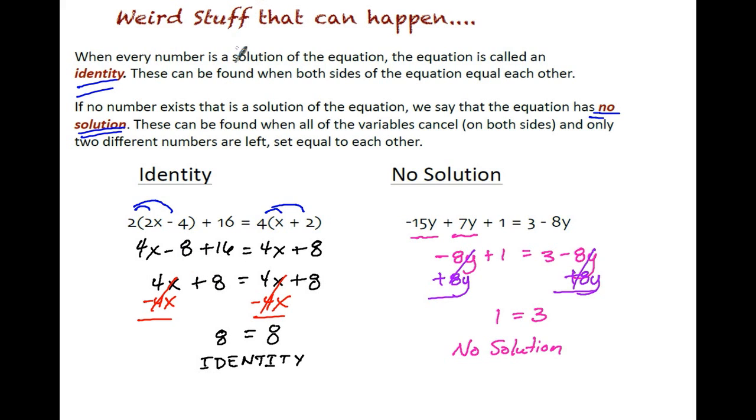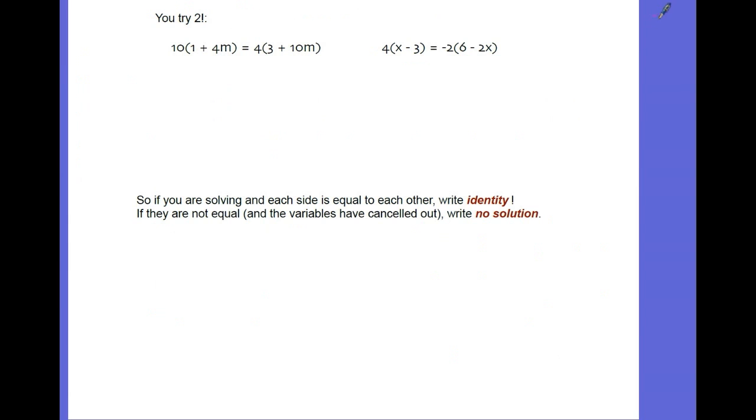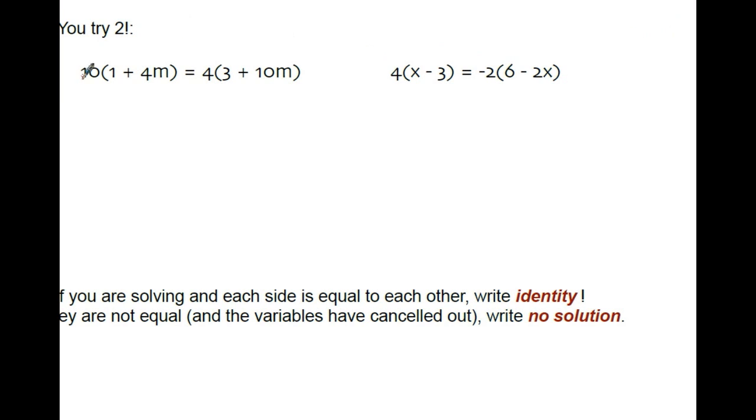So go ahead and try these on your own. You try the following. 10 times 1 plus 4m equals 4 times 3 plus 10m, and 4 times x minus 3 equals negative 2 times 6 minus 2x. Go ahead and try those two.